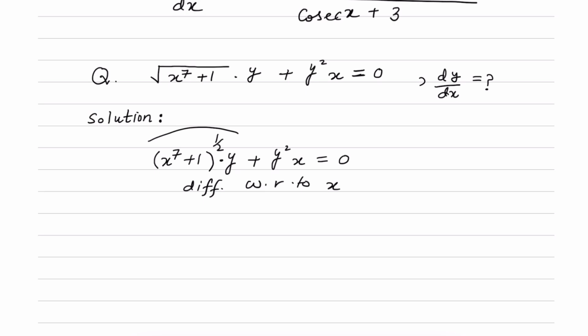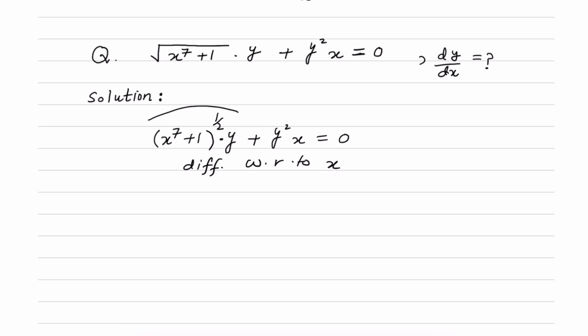So what does the product rule say? It says first term as it is. Here the first term is (x to the power 7 plus 1) to the whole power 1 by 2, and the derivative of the second term with respect to x. The second term is y, its derivative with respect to x is dy by dx, plus the first term's derivative.